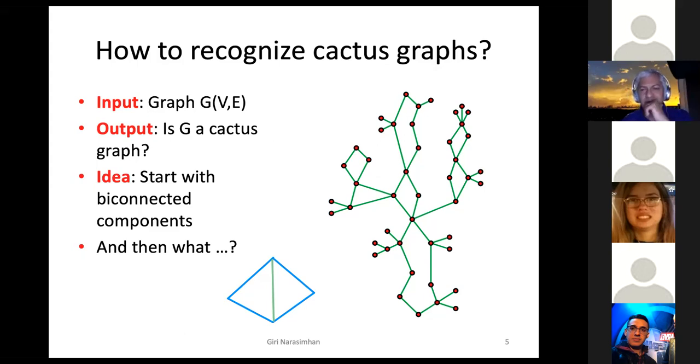So I have an idea. What if each bi-connected component only has the same number of edges as vertices, except for the degenerate case? Yeah, I think you'd be right, except for the case when the bi-connected component is simply an edge. Right. So let me erase this here. It turns out one definition is that all bi-connected components are either just an edge or they're simple cycles and nothing else.